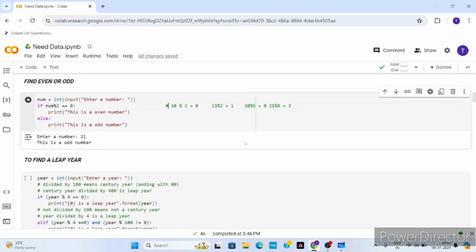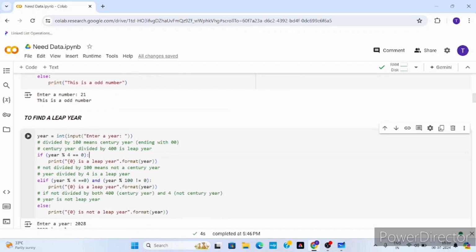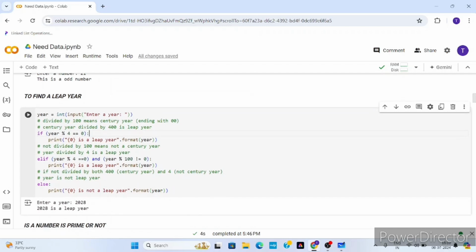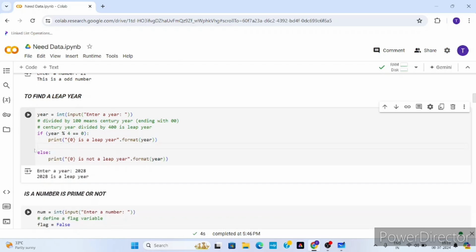Now, to find the leap year. To find the leap year, what is the basic thing? The year value, that is 2024, 2004, 2007, like that. The year wants to be divided by 4. That's it. So we can remove this. Let's take if year mod 4 equal to 0.